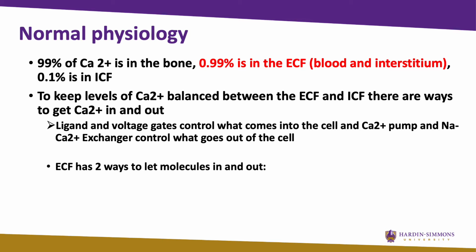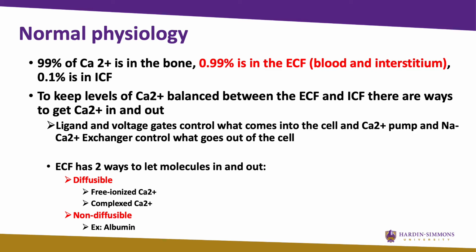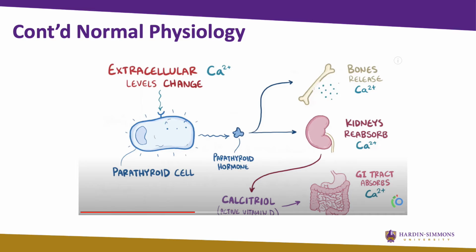ECF has two ways to let molecules in and out, the first being diffusible, where we have free ionized and complex calcium coming in and out. These are small enough to be diffused. Or non-diffusible. These are the larger molecules that can't come in and out. An example would be albumin, which is a protein. This is a beautiful picture of the normal physiology occurring.